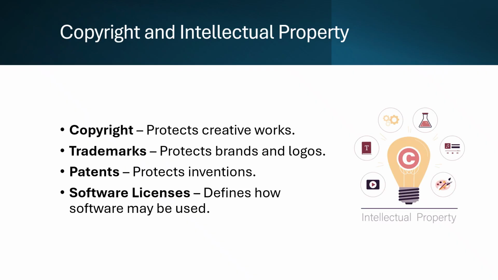So let's talk about copyright and intellectual property. Creative work has value. Copyright protects original creative works like books or movies or software from being copied or used without permission. Trademarks protect names and logos and symbols that identify a company or a brand. Patents protect new inventions and give the inventors the exclusive rights to make, use, or sell their inventions. And software licenses define how software can be legally installed, used, copied, or distributed by users.